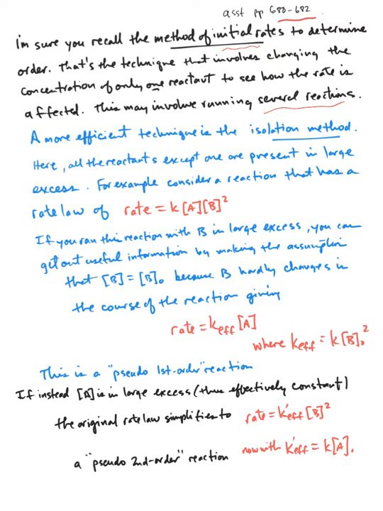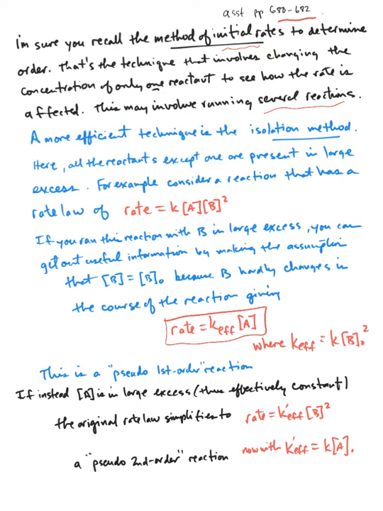If you ran this reaction with B in very large excess, you can get out useful information by making the assumption that whatever the B concentration is what it was originally. Because if it's in such large excess, the total amount is changing very small amounts over time. And so effectively, your rate law greatly simplifies to a rate constant times the dependence of A. And you could do your standard techniques to prove, let's say, first order or whatever.